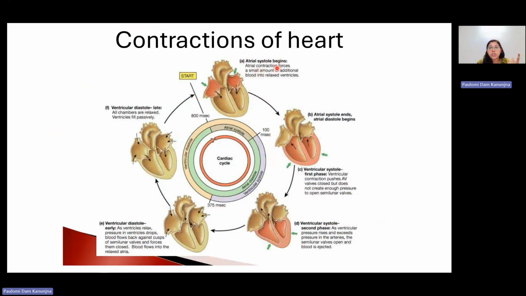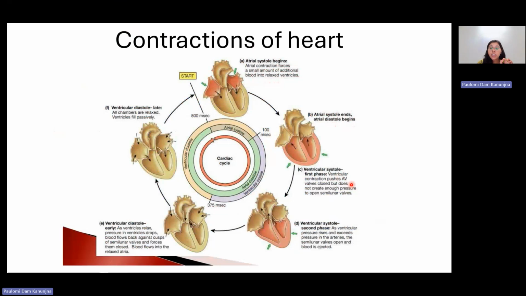So your atrial systole is basically atrial contraction, which forces a small amount of additional blood into relaxed ventricles. That is followed by the ending of systole and the beginning of atrial diastole. Understandable, it is pumping out blood and then it is relaxing. Next is ventricular systole, first phase.